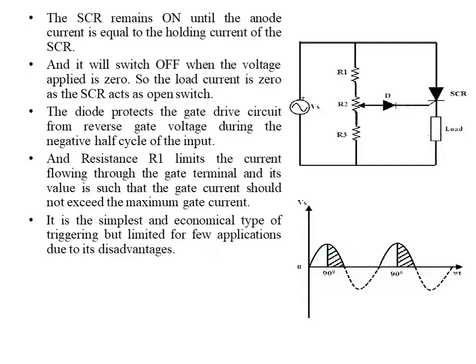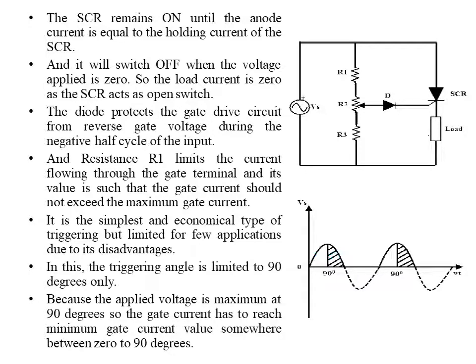It is the simplest and economical type of triggering, but has few limitations of application due to its disadvantages. In this triggering, the triggering angle is limited to 90 degrees only. So we can have a triggering angle alpha up to 90 degrees only, which is one of the shortcomings of the resistance switching method, because the applied voltage is maximum at 90 degrees, so the gate current has to reach the minimum gate current value somewhere between 0 to 90 degrees.